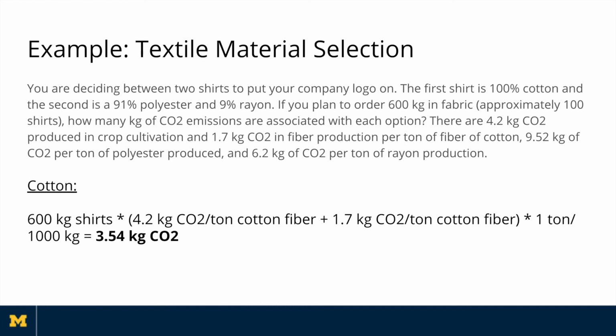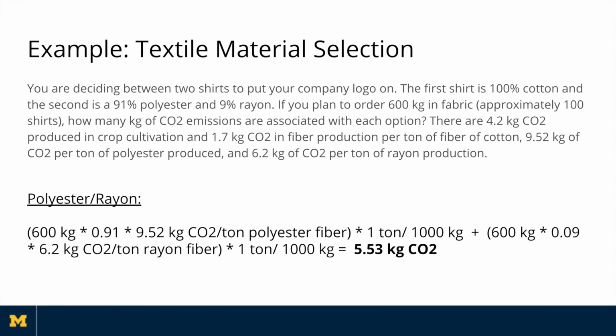First, multiply the 600 kilograms of shirt material by the CO2 of cotton, which is the combination of CO2 produced in crop cultivation and that produced in the fiber production. Then convert tons to kilograms to get 3.54 kilograms of CO2 for the cotton shirts.